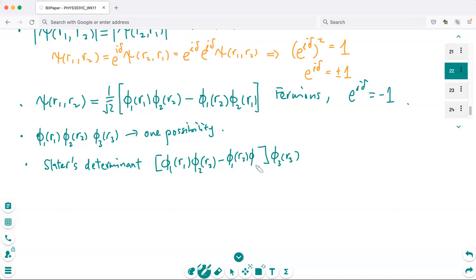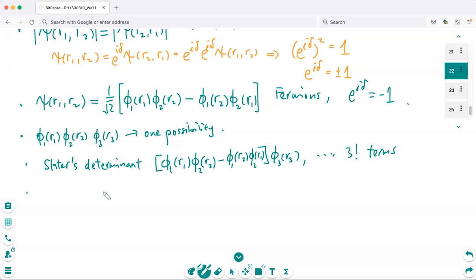R2, phi2, R1. Okay, and then you expand this, you get two terms. And you repeat for the other two, and then you will be able to find 6 unique terms, and in total you will have 3 factorial terms. Okay, now this is a way for you to gain intuition.